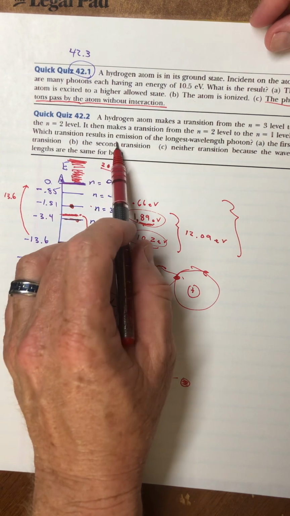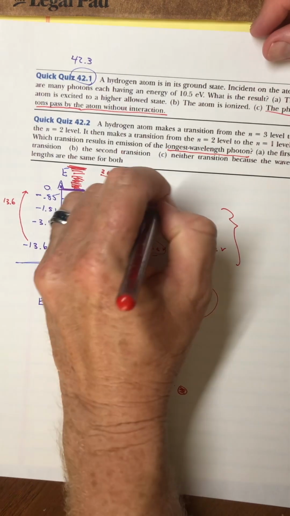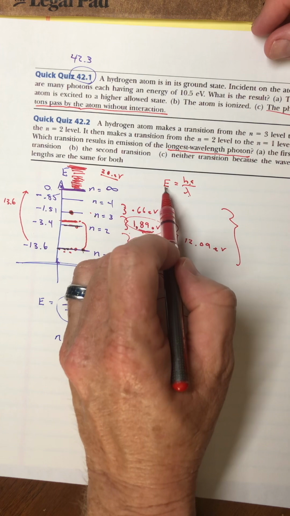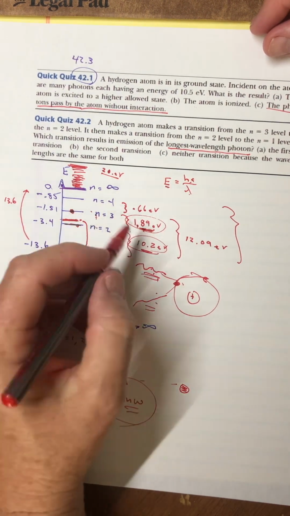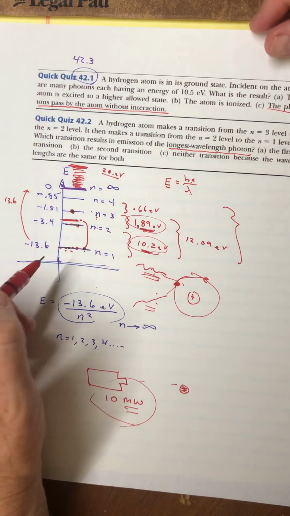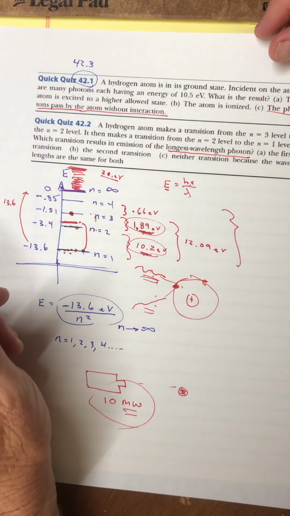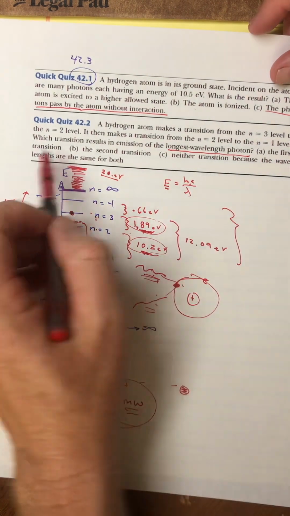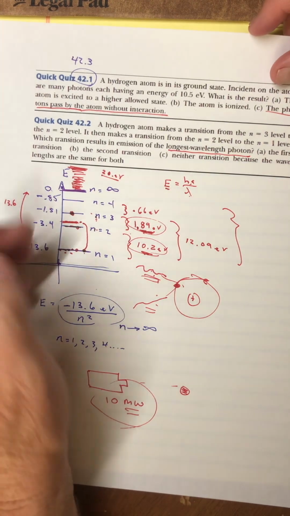Which transition results in the emission of the longest wavelength? Well, remember, the energy of a photon is hc over lambda, so big wavelengths mean low energy. So 3 to 2 is a way bigger wavelength than this one. In fact, maybe I'll calculate it here. I know that's not the question, but I think we've answered the question. The first transition, yes. The second, no. Neither, because the wavelengths are the same? No. And so it's this first transition.